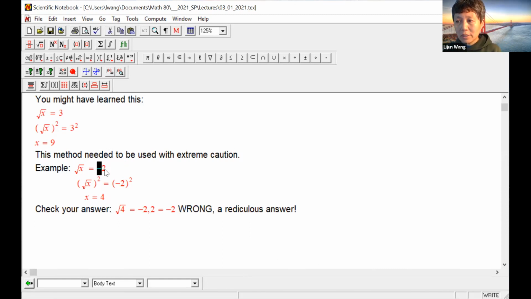Is it because -2 is outside the range of square root of x, which is the range is what? What is the range? The range is greater than or equal to 0. Do you follow me? And what will be the answer to this equation? No solution.